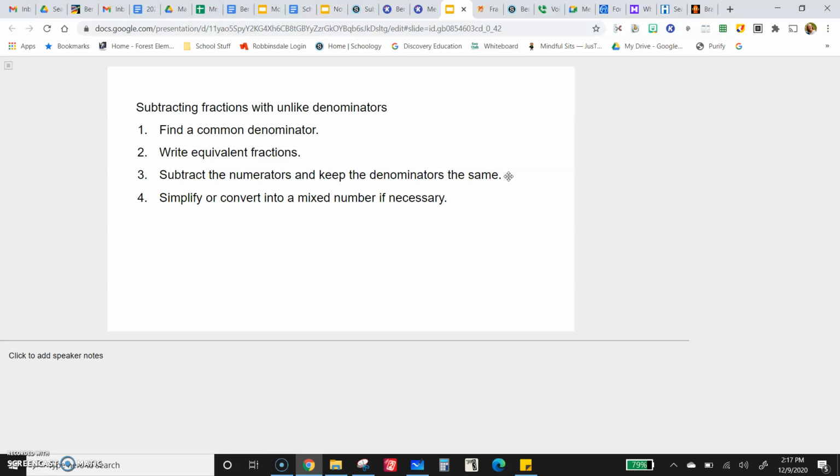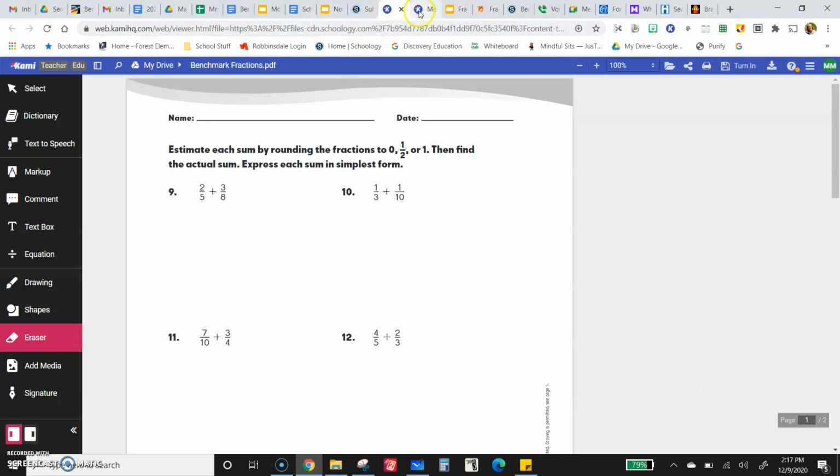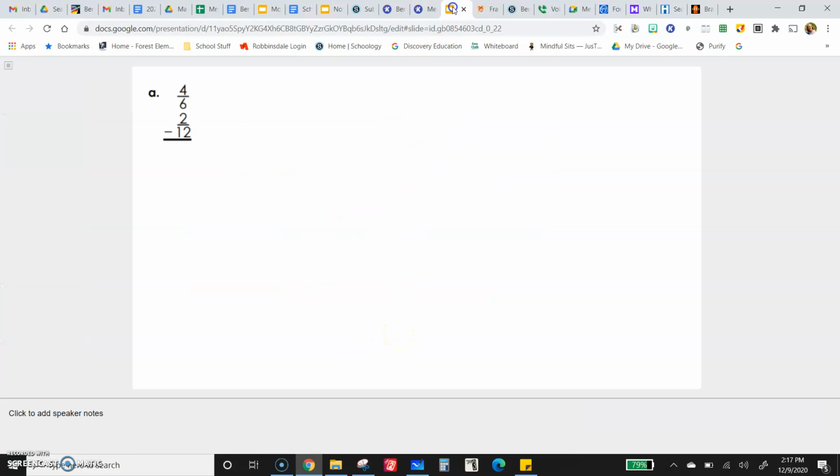And that's all you got to do. I know it's easier said than done, but we'll do some more examples just to show you. So here is one, 4/6 minus 2/12. They already wrote it vertically for us. Remember, if they put it sideways, I forget what your worksheet does. Okay, your worksheet also does it vertically, which is nice.